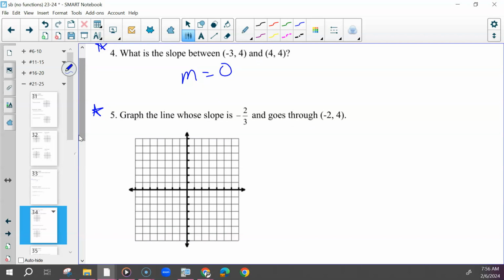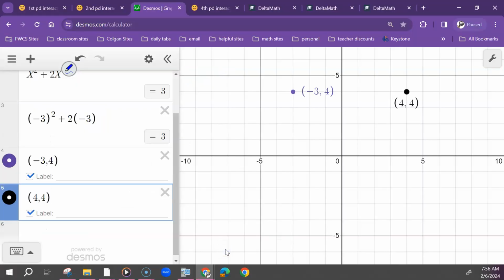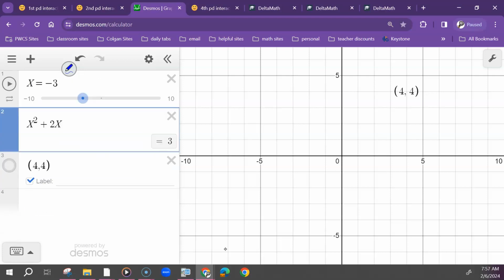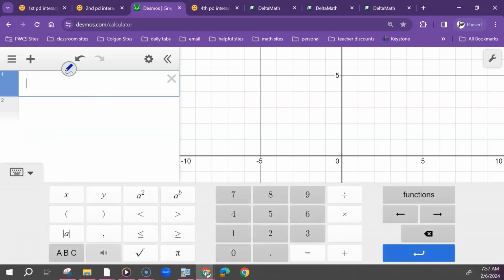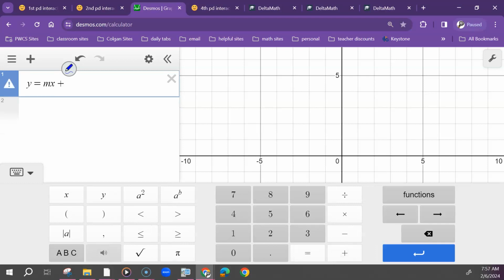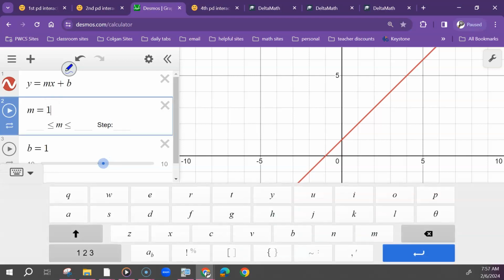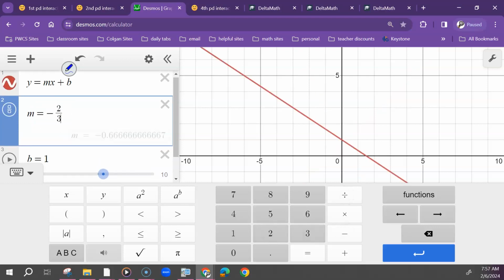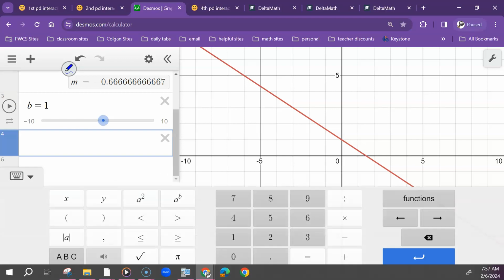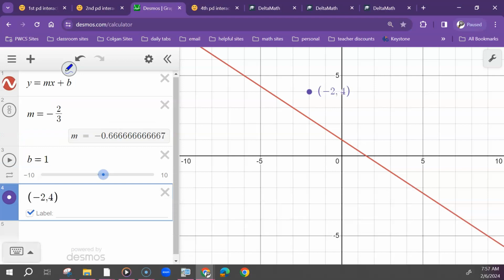For number 5, since we're looking for the line that goes through this slope and this point, you can type in this slope and this point in our y equals mx plus b. So I'll type y equals mx plus b first. It doesn't really matter which one you put first, but add all my sliders. Change my slope to -2/3. And then I'm going to put my point -2,4. And I'm going to move B either by pressing the play or moving the slider itself until it goes through that point.